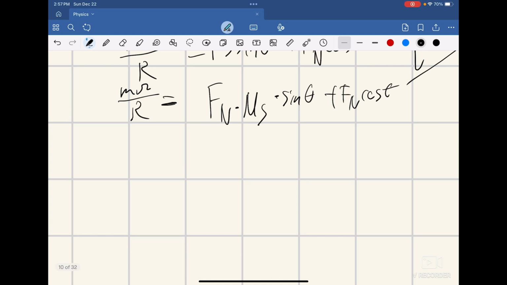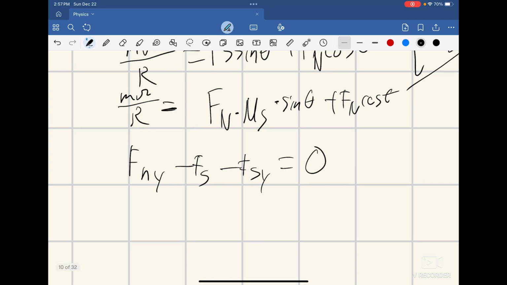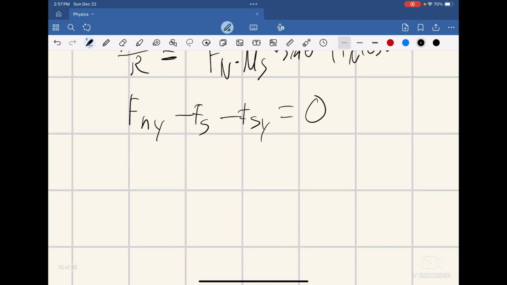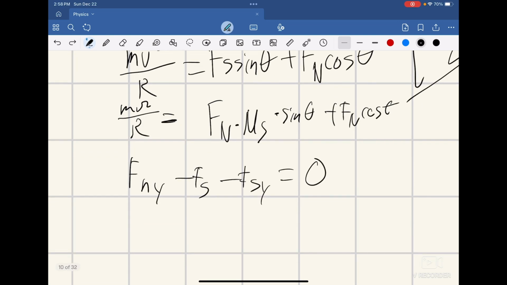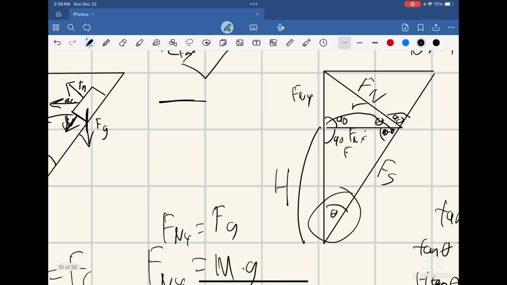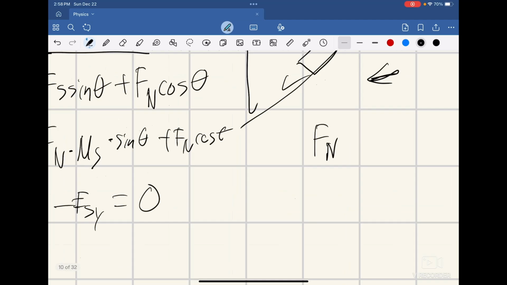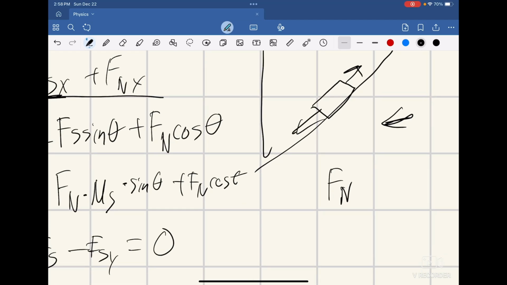And the way to find Fn is to use Fny minus Fg minus Fsy is equal to 0. And the reason why is because it is still moving in a banked curve, and it's not slipping, so it's not moving upward, it's not moving vertically at all. So let me explain why Fsy is acting against the system. If you look back here, actually let's just go down here. We already said that Fsy is moving southwest, right? So it's going downwards and westwards.